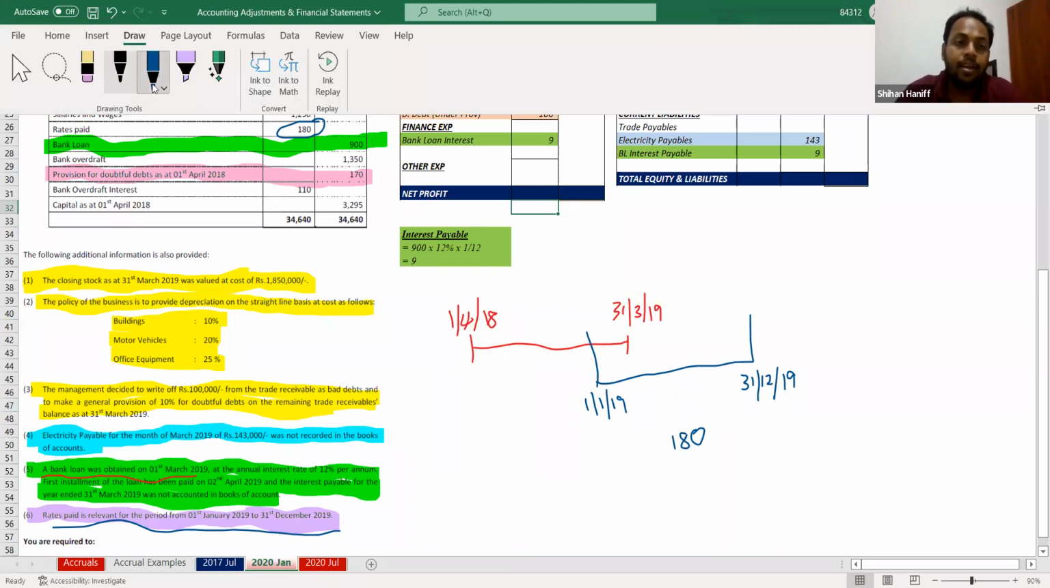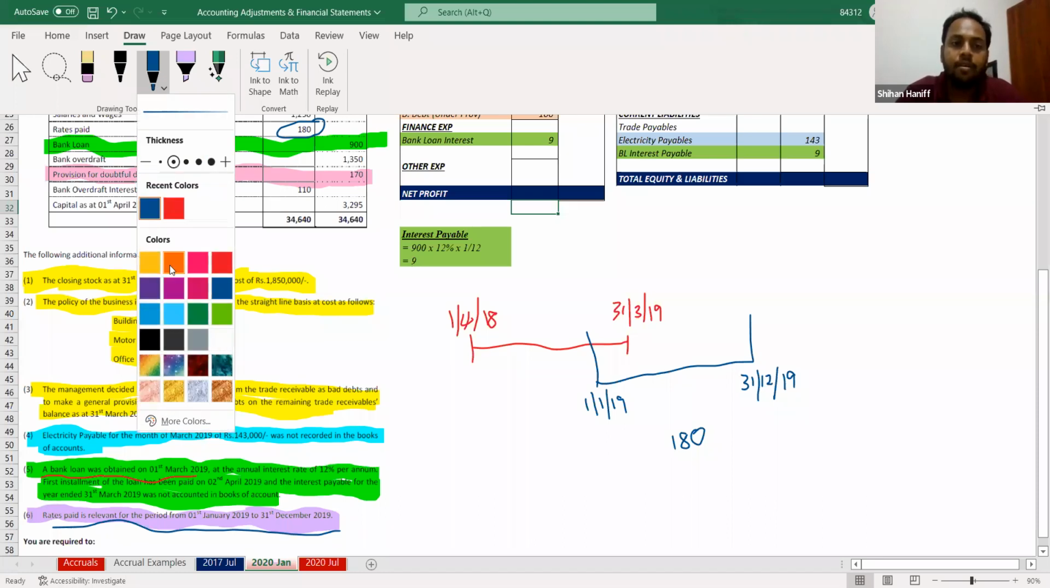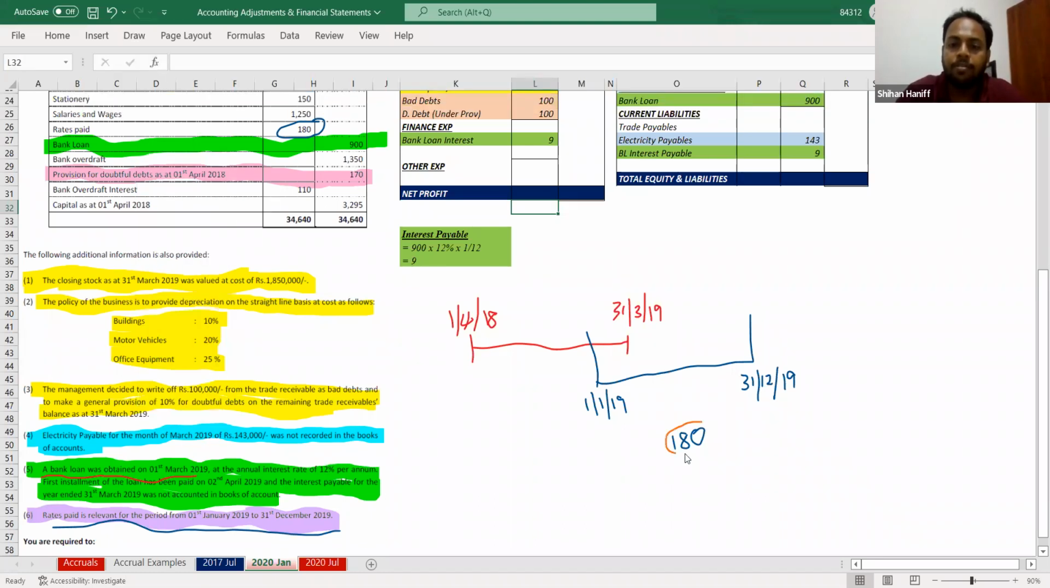So 180 is paid for 12 months. Out of these 12 months, how many belong to the current financial year? 1st January to 31st March only. So only 3 months belong to the current financial year. Then 9 months are for the next financial year. This is called prepaid.